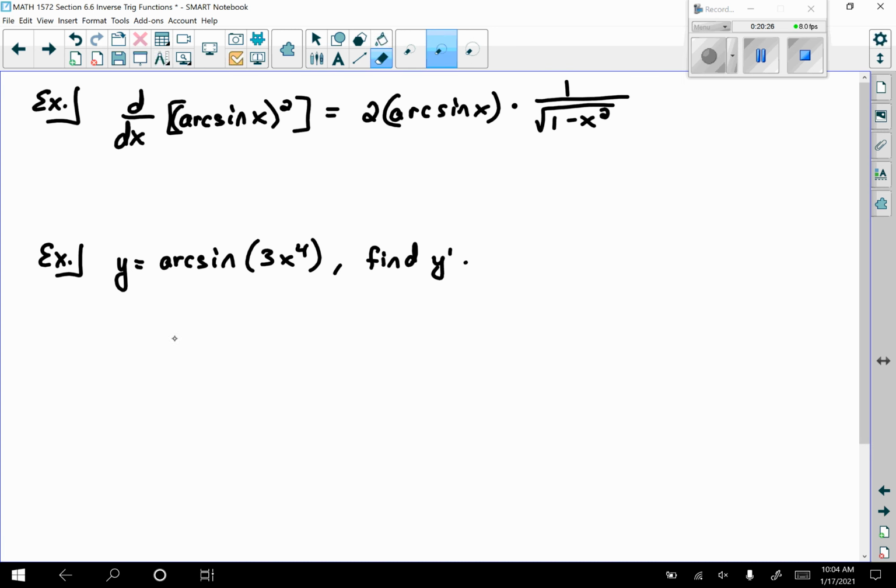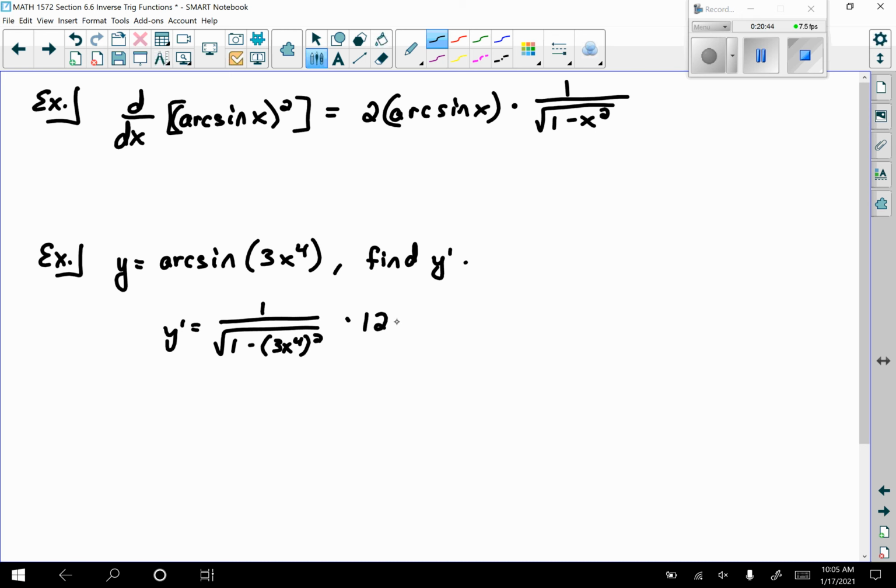All right, so y prime is going to equal, first we start with the derivative of our arcsine function here. So we're going to have 1 over the square root of 1 minus 3x to the 4th squared, then times the derivative of 3x to the 4th, so we'll get 12x cubed. You could simplify what's inside here a little further. So we say 1 minus 9x to the 8th. Now if we had to do more with it, we would try to simplify a little further, but this is good enough for right now.